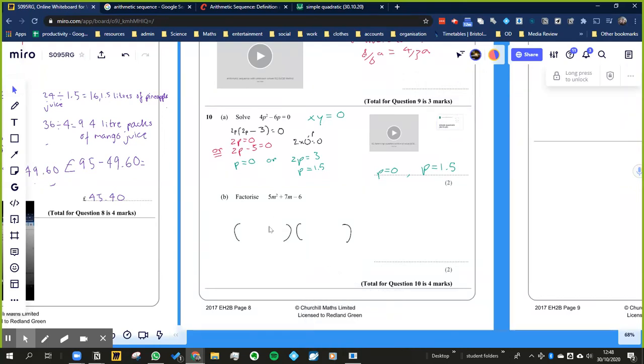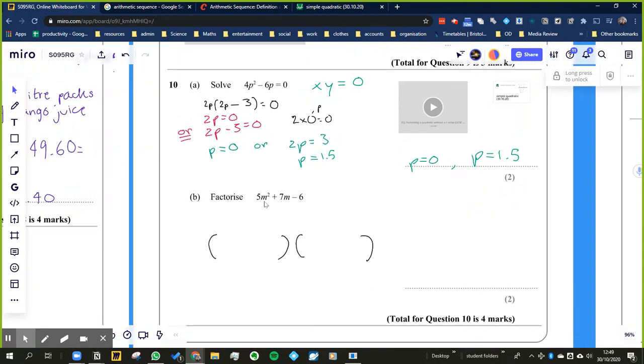Okay, so we've got a quadratic here where a is not 1. In other words, usually it would say x, so ax squared plus bx plus c. We've got to try to factorize this, but we have a value for a that is above 1. It makes it a lot harder.